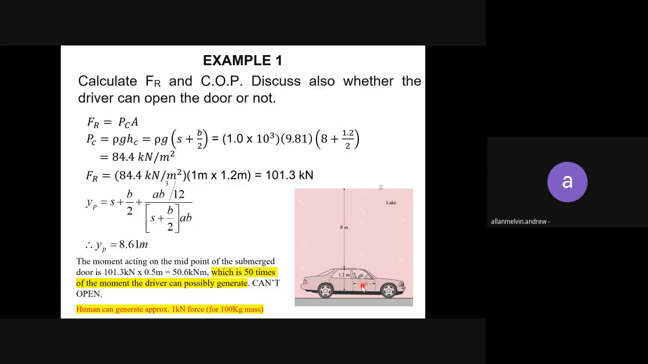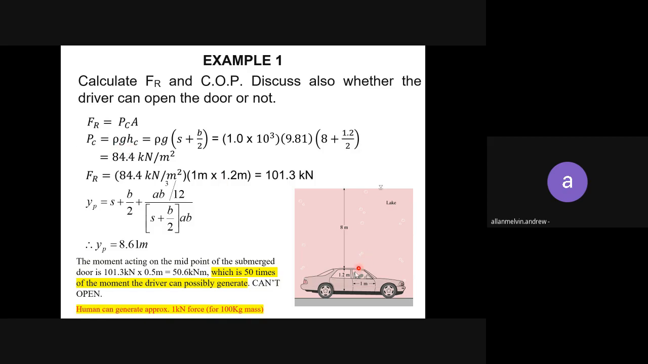So you need to take the center of this door to check whether the driver can open the door or not. So how to find? This is the first formula: the resultant force FR equals PC times A. PC is the centroid pressure, times the A. In order to find this, first you need to find what is PC. The formula for PC is rho g h.